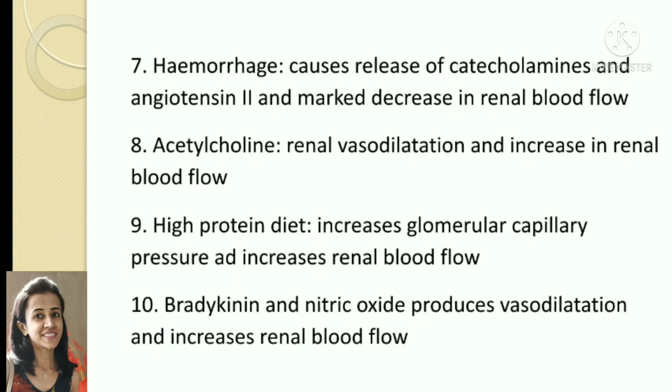Acetylcholine causes renal vasodilatation and increase in the renal blood flow. High protein diet increases glomerular capillary pressure and therefore increases renal blood flow. Bradykinin and nitric oxide produce vasodilatation and increase renal blood flow.